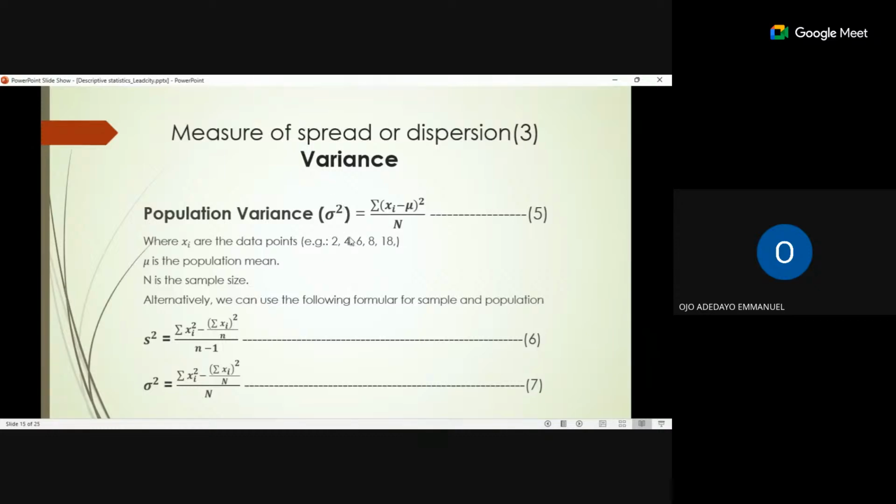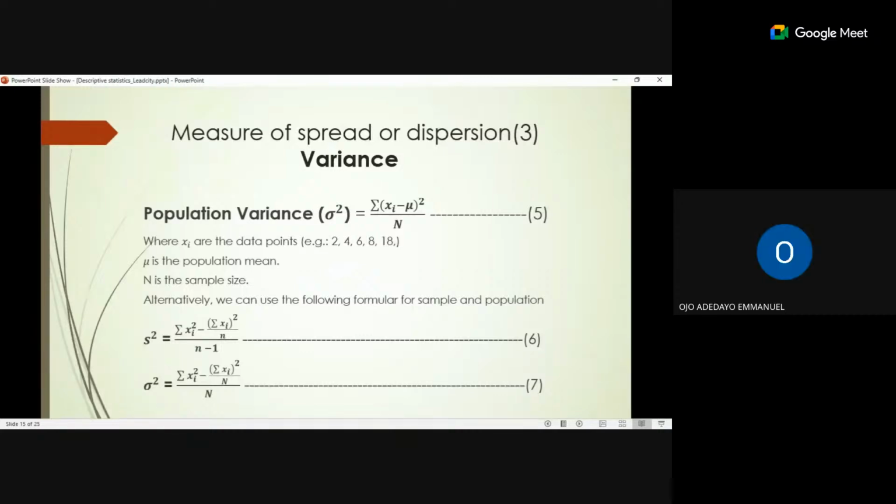So now in that column, you will not be taking it one by one. The first one is going to be 2 minus 7.6 that you get for your mean. That is for number 1. Number 2 is going to be 4 minus the mean, which is 7.6. Number 3 is going to be 6 minus 7.6. Number 4 is going to be 8 minus 7.6. Number 5 is going to be 18 minus 7.6. You have that column called xi minus mu. Are we together? Yes, sir.